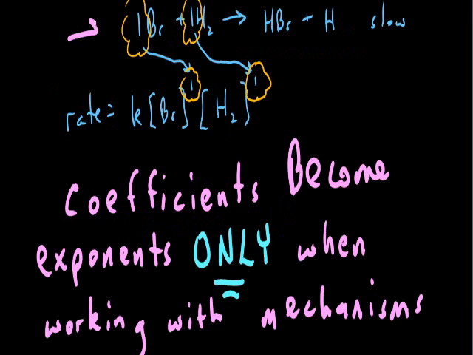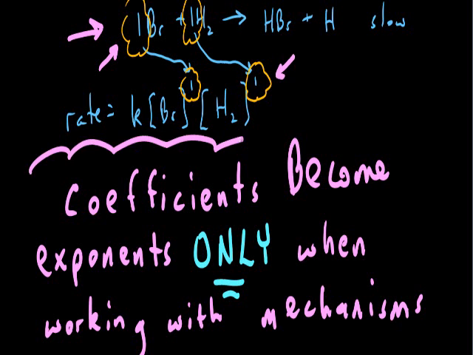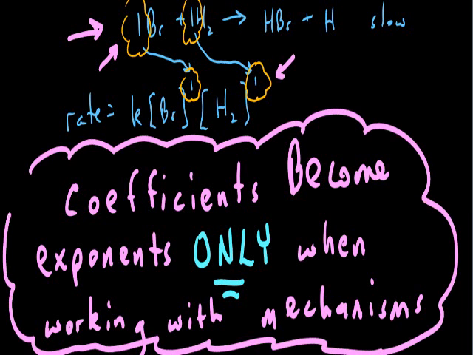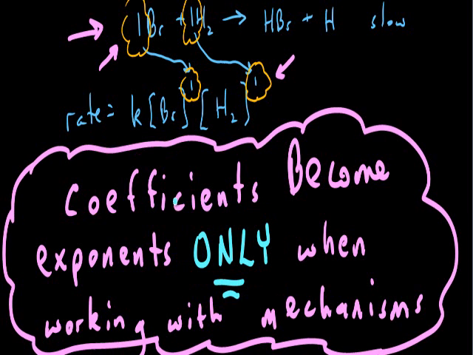So once again, here we have our slow step. The coefficients in the slow step, which is the rate determining step, become the exponents in what's called the preliminary rate law expression. These coefficients become the exponents in a rate law expression only when working with mechanisms.